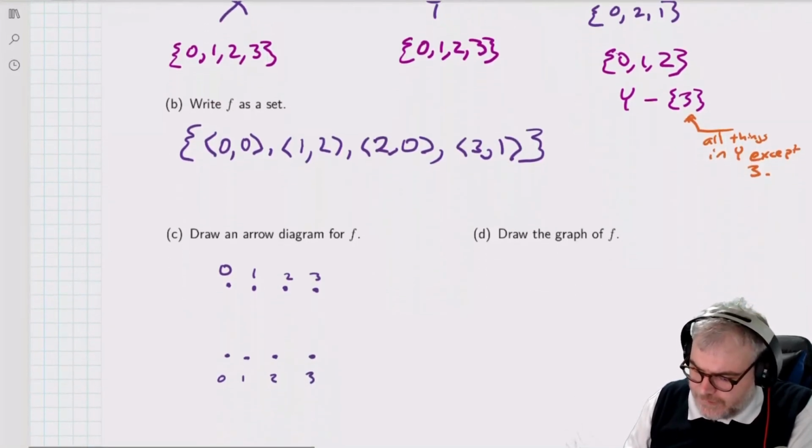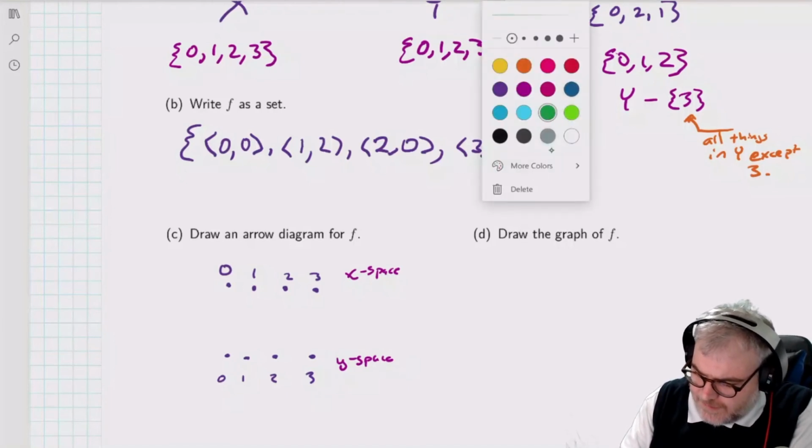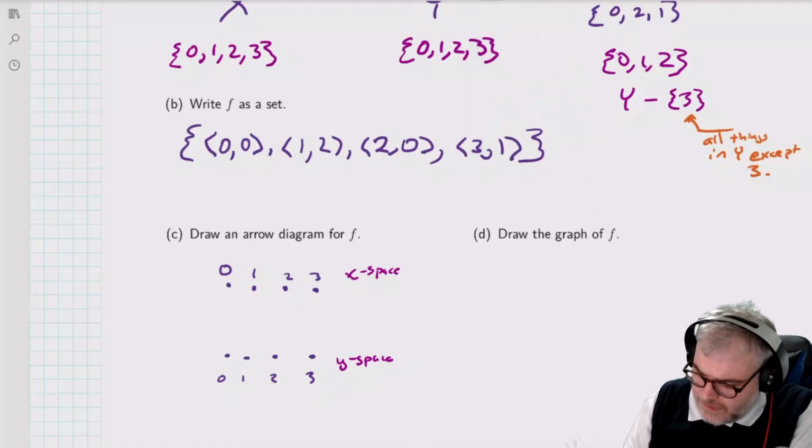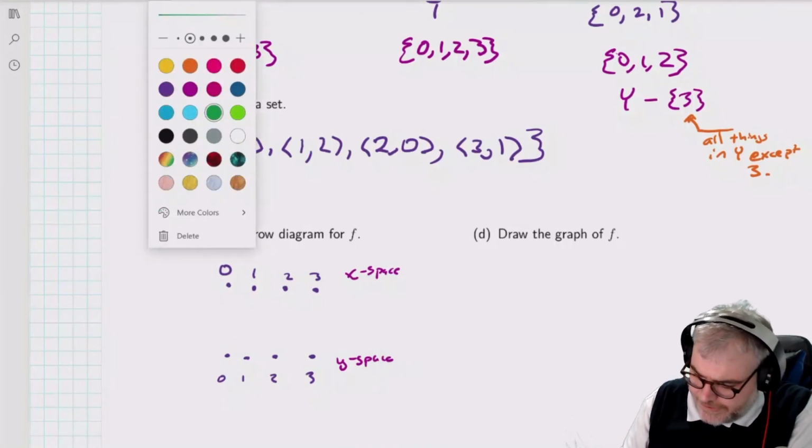Okay. Draw an arrow diagram for F. So I did 0, 1, 2, 3 here, 0, 1, 2, 3 here. This right here is the X space. This is the Y space. And I want to draw an arrow diagram. Well, my arrow diagram is going to look like something that is green and a pen, not a pencil. Well, okay, so what have I got here? I've got 0 maps to 0. Oh, that's horrible. There we go.